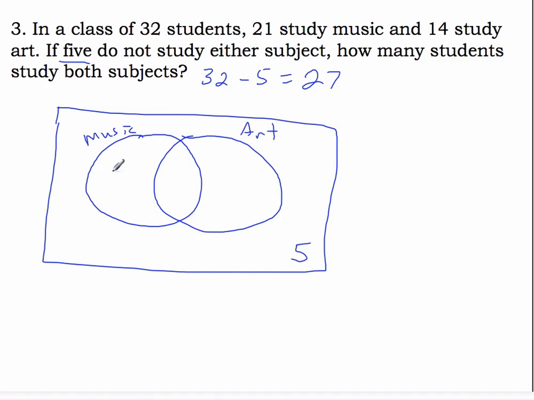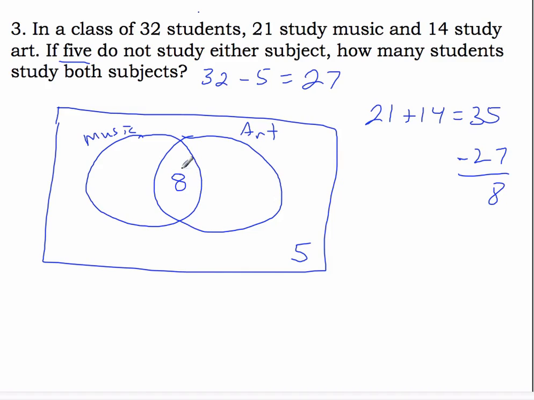Now what happens if I put in 21 and 14 here and assume there's no intersection? We have 21 plus 14 equals 35, which is way too much, right? We need 27 students in here. The difference is 8, right? We've counted 8 too many students. So I'm going to put in 8 for the intersection here. And then let's see if this works out.